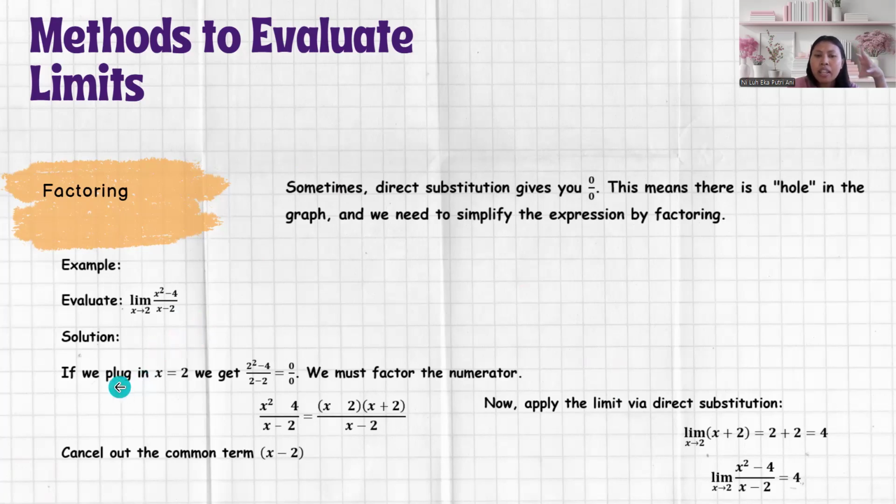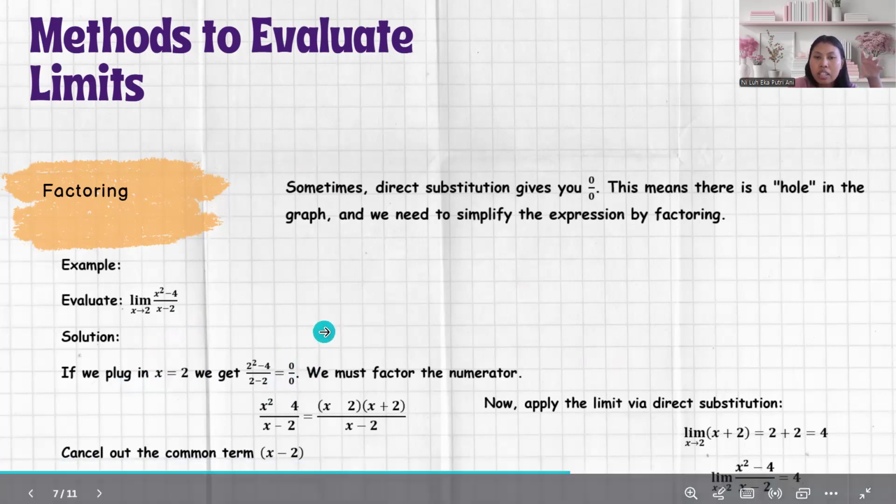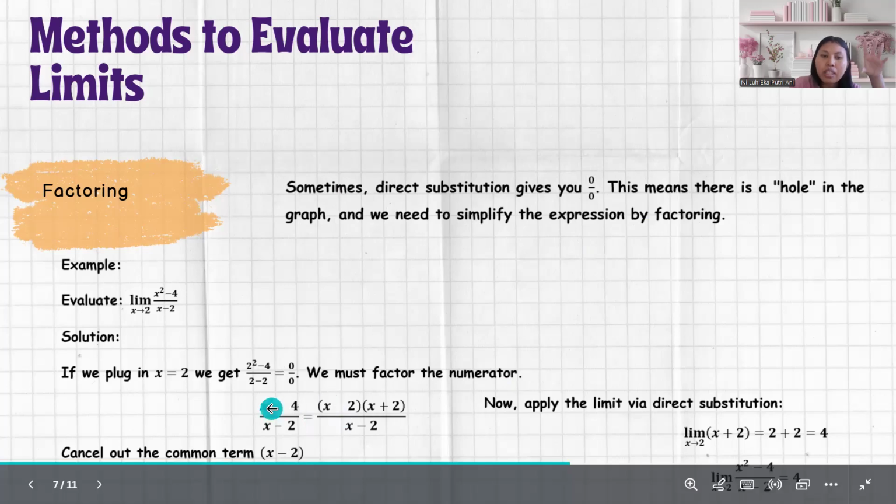Okay, if we plug in x equals 2, we get 0 over 0. Okay, so this is the indeterminate form. And so we must factor the numerator. We get x squared minus 4 over x minus 2 is equal to x minus 2 times x plus 2 over x minus 2. And then we can cancel out the common term x minus 2.